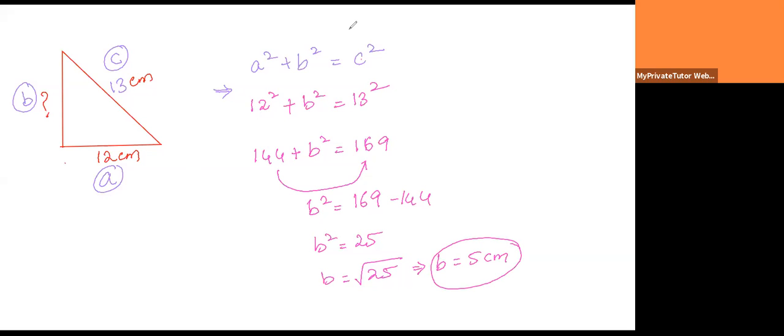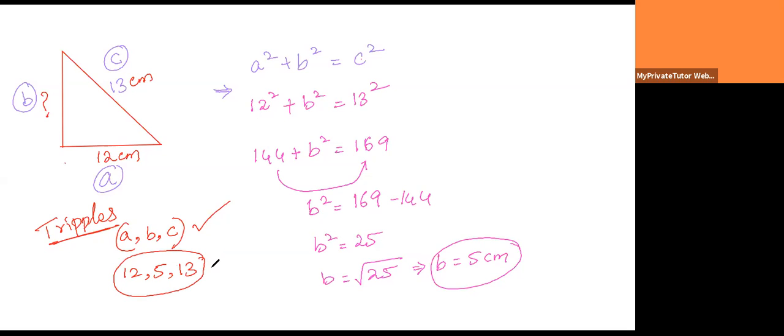So as I was talking, Pythagorean triples. What do you mean by triples? It has 3 numbers, right? So which is A value, comma B value, comma C value. So that is nothing but a Pythagorean triple. So in this question, what is the Pythagorean triple? 12, comma 5, comma 13. I hope you guys understand, okay? So this is a Pythagorean triple.